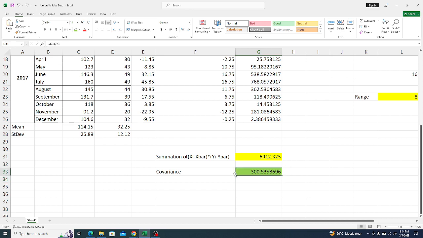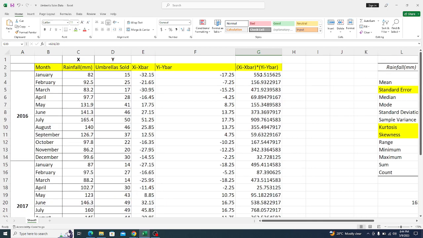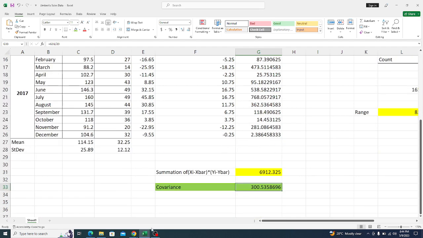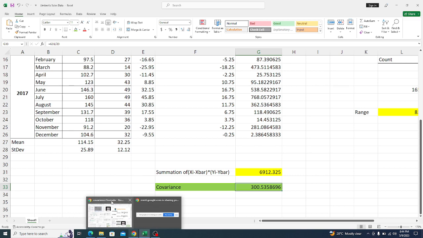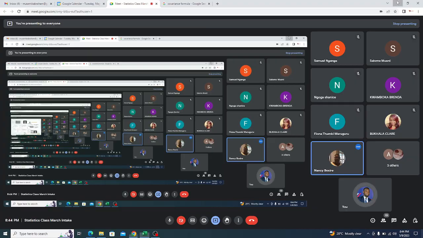And then this is our manually computed covariance. I hope we are together up to that point. Are we all together up to this value? How we've calculated this value? Yes, Mwalimu, we are together. All right, nice. Okay, good.